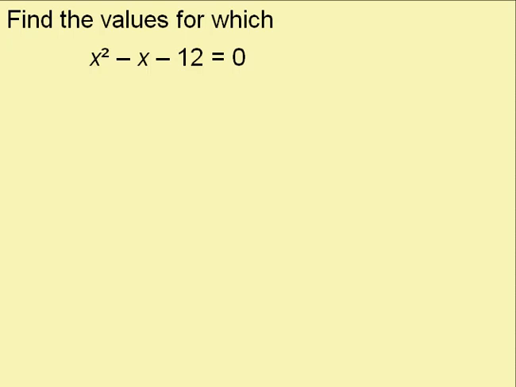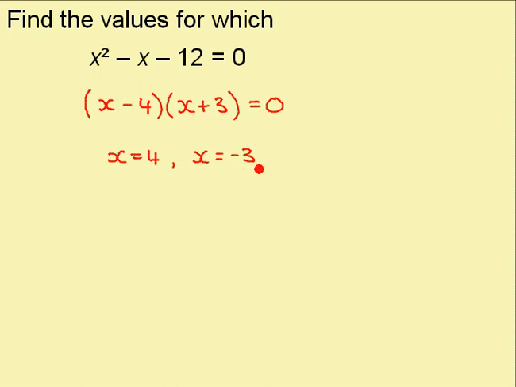Before we look at solving quadratic inequalities, let me just remind you about how we would solve this quadratic equation. We would do this by factorising, and we would get x minus 4 and x plus 3, and that would be equal to 0. This bracket tells us that x is equal to 4, and this bracket gives us that x is equal to negative 3. So these are my two answers to this quadratic equation.